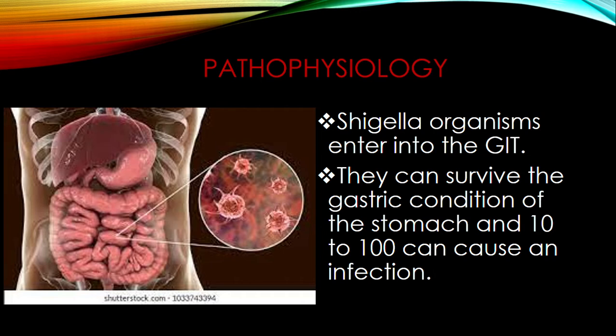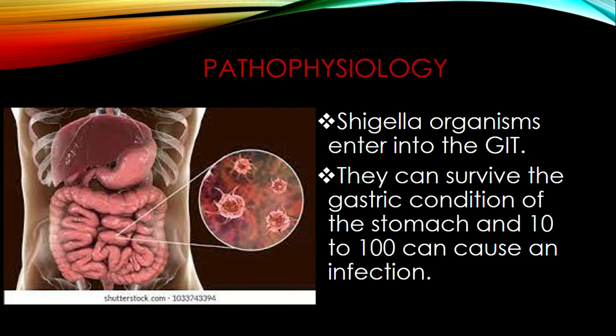When someone ingests contaminated water or food which contains the Shigella microorganisms, they survive the acidic conditions of the stomach. The acidic condition of the stomach does not affect these bacteria at all. About 10 to 100 microorganisms can cause an infection. So you don't need to take thousands of the microorganisms for you to have an infection. Just 10 of them can cause severe infection.